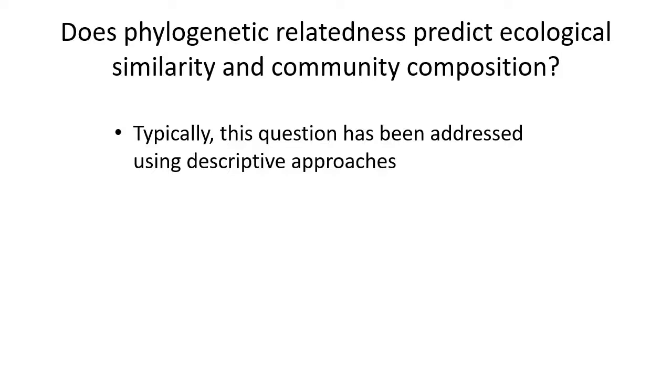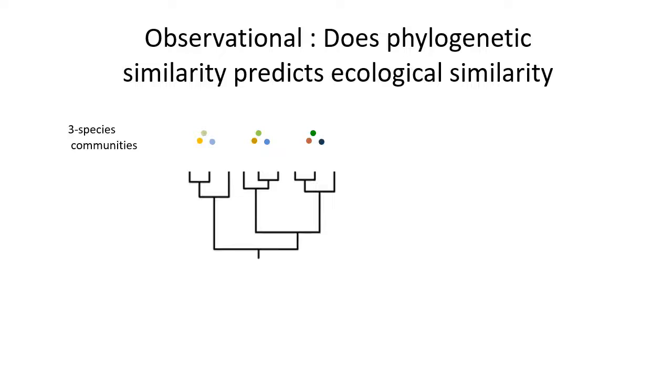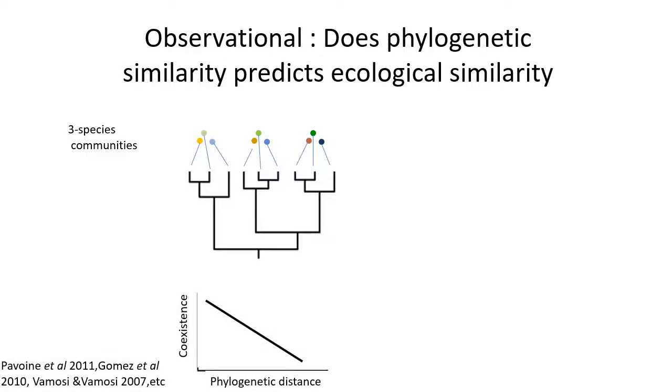And typically, this question has been addressed descriptively. So going out and observing communities and then looking at the patterns that occur. So if we have three-species communities here, and there's some relationship, we can see that in these three-species communities, these are actually close relatives, and that's true for each of these communities. And so if we look at the relationship between phylogenetic distance between species and the rates of their co-occurrence, we see that close relatives coexist a lot, and we have a number of examples from our colleagues.